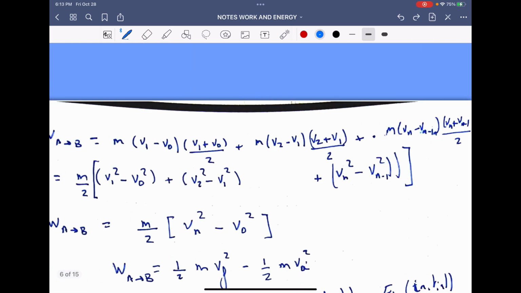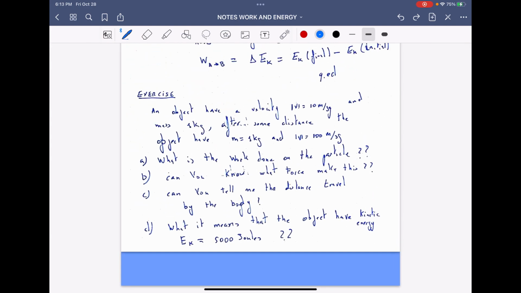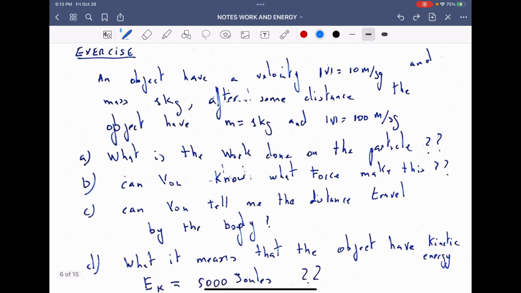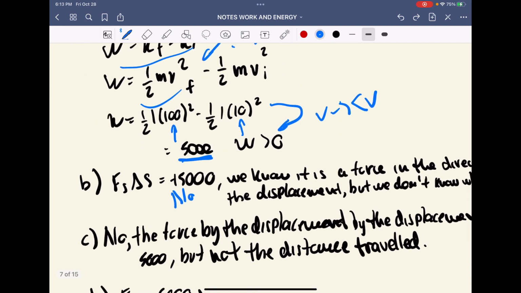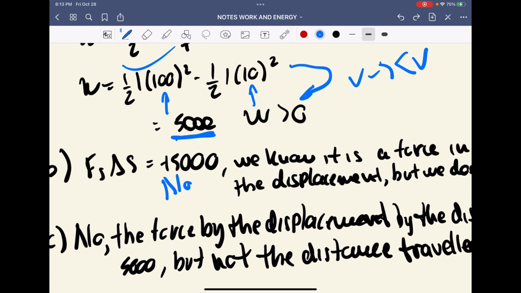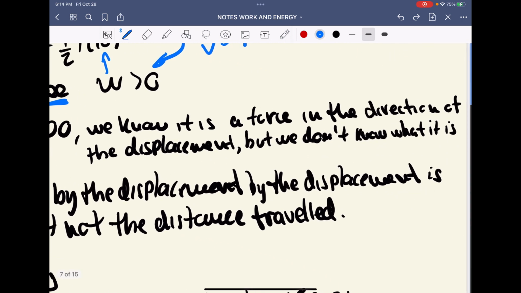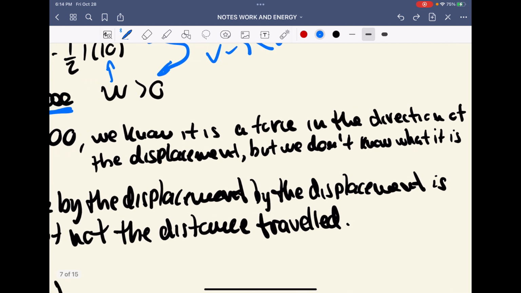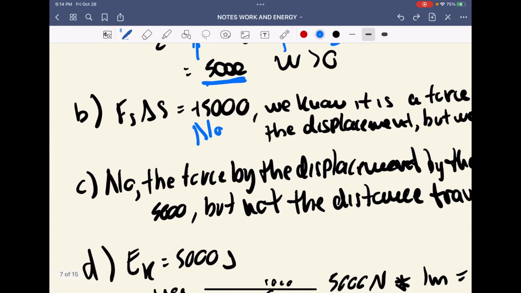The second exercise says, can you know what the force is that makes this? The answer is no, we cannot. We know that the work is the force times the distance, we know that the work is 5,000, and we know that the force is in the direction of the displacement, but we don't know what the displacement is.